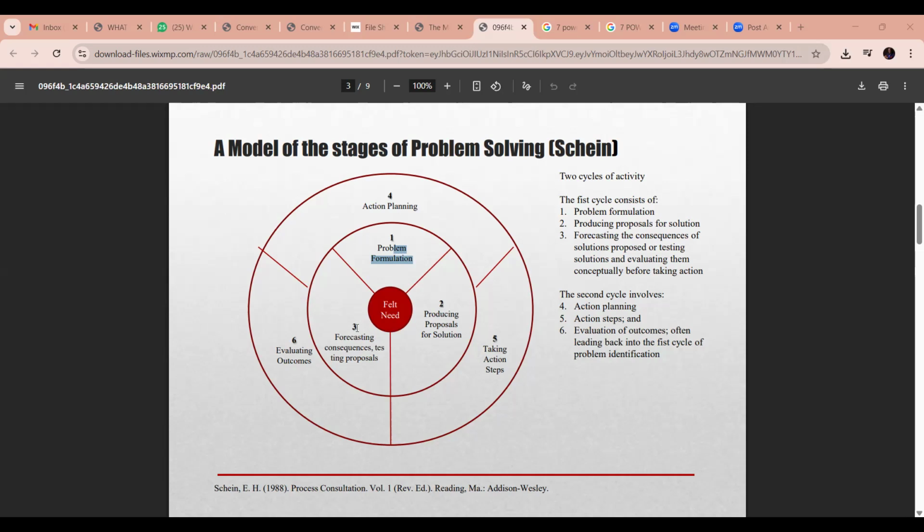Once the client has chosen from number 3, we start action planning on whichever choice the client has taken, and then we implement the steps. 5 is implementing 4. And then number 6, the result, we evaluate it vis-a-vis what we promised to be the likely consequences. And is it solving the problem? So that's basically this model.